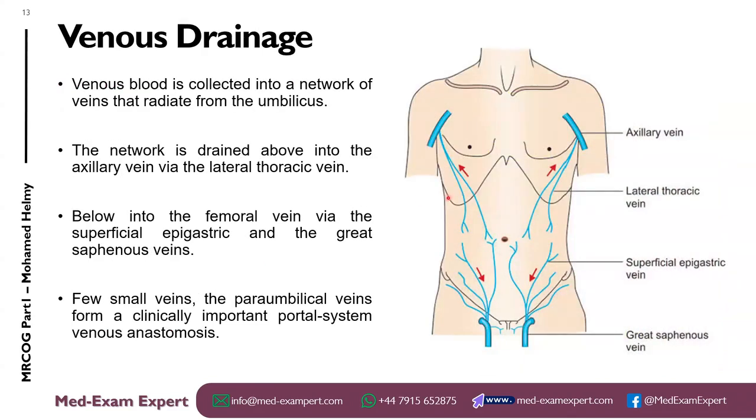Regarding the venous drainage, we have networks of veins around the umbilicus. Usually above the umbilicus, the drainage is to the lateral thoracic vein, then to the axillary vein. So the end venous drainage will be the axillary vein, through the lateral thoracic vein. Below the umbilicus, the venous drainage is through the superficial epigastric and great saphenous veins, ending into the femoral vein.